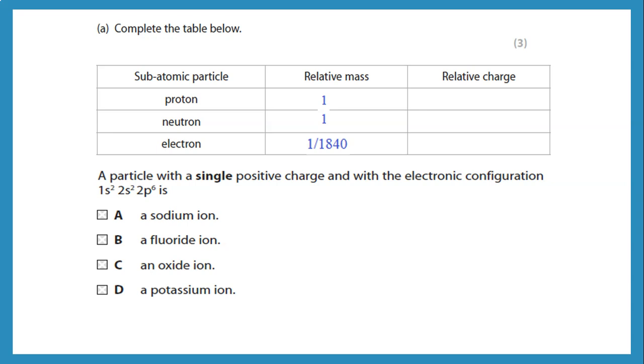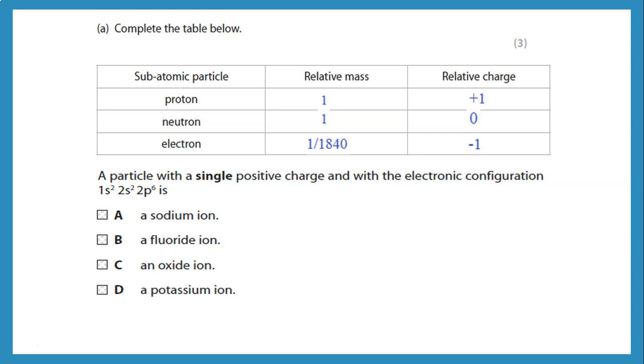Now, what is the relative charge of a proton? You have to remember, a proton has a charge of +1. A neutron is neutral. It has no charge, or we say its charge is 0. An electron has a charge of -1.